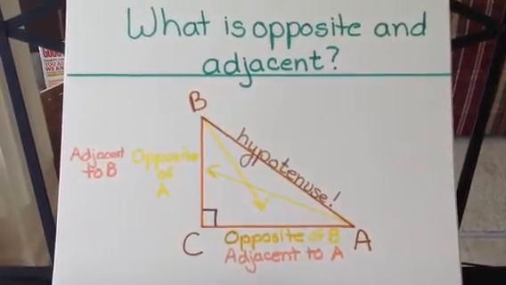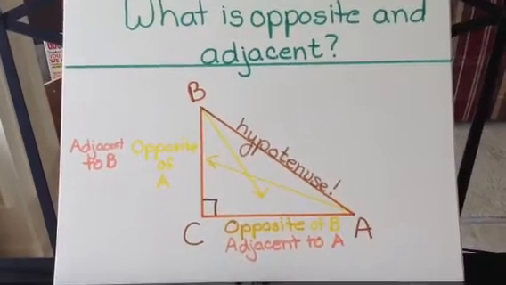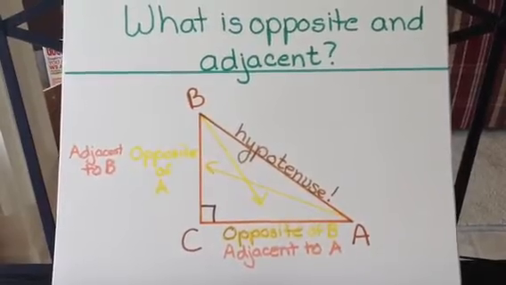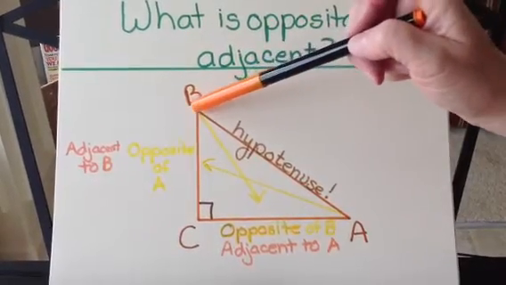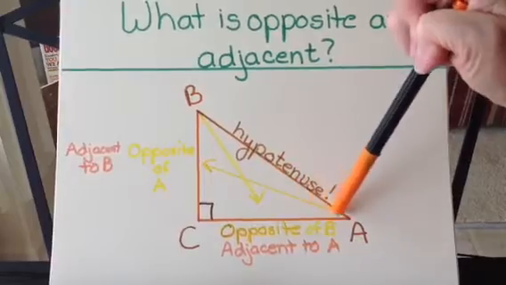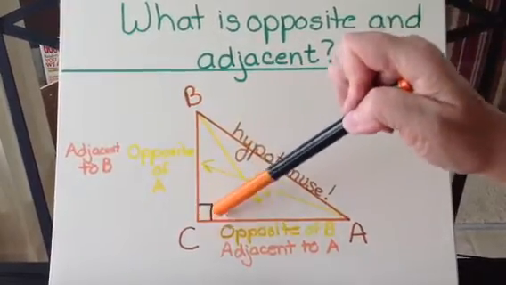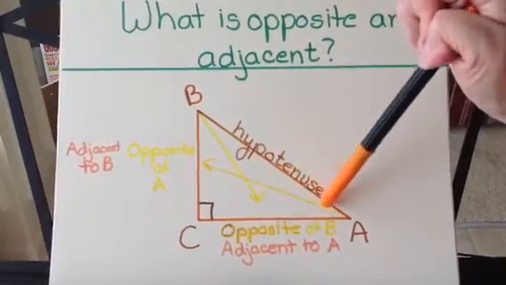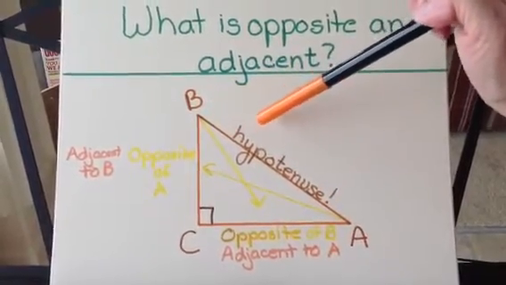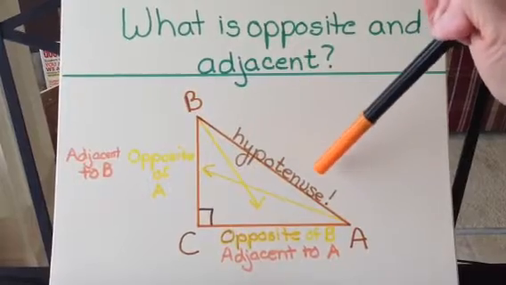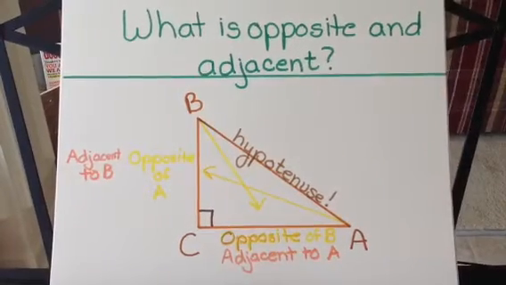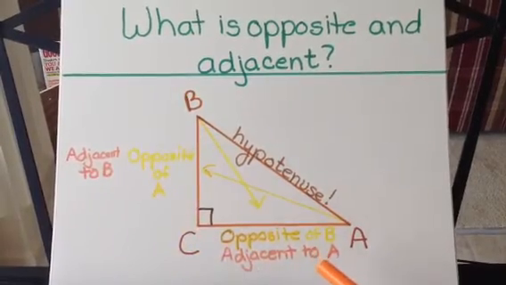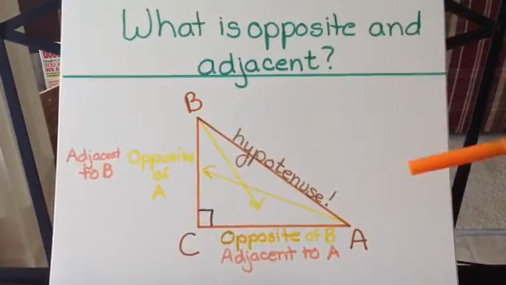Now, sometimes we have trouble determining what is opposite and what is adjacent. So we need to talk about that. The easy thing to remember is the hypotenuse is always the side directly across from that right angle. So this is always the hypotenuse, and the hypotenuse will always be the longest side of the triangle. Now, which is opposite and adjacent depends on the angle we're talking about.